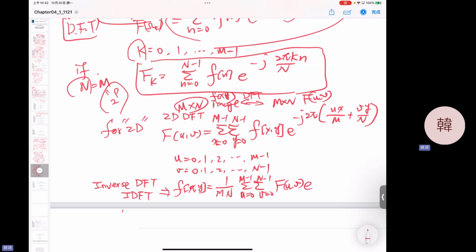Switch back to the spatial domain. Exactly the same here. x from 0 to M minus 1, y from 0 to N minus 1. Okay, exactly the same as the one-dimensional inverse transform. So we call it the inverse discrete Fourier transform.